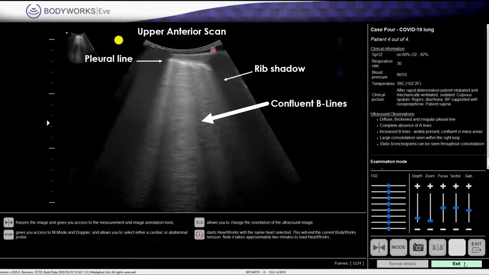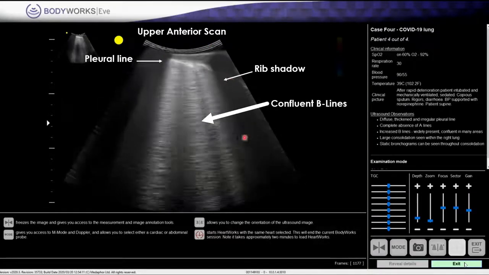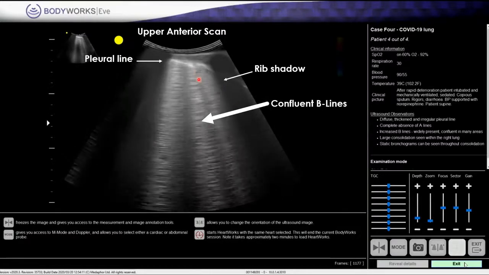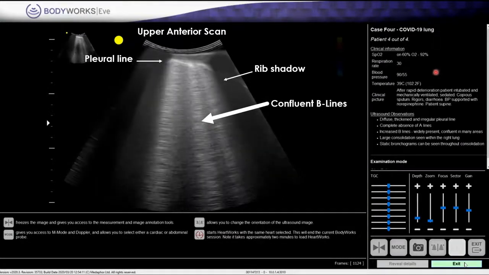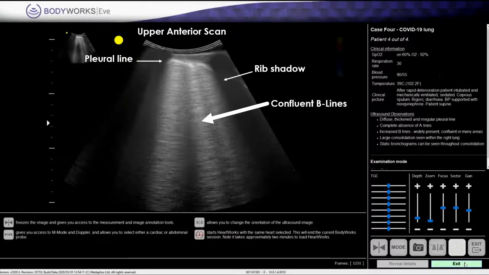The upper anterior scan in region 1, this is where your ultrasound probe is going to be. Very thick pleural line. You've got the rib shadow, and between the rib shadows, you've got just nothing but B lines, just very hazy. If you have an older television, you've got some type of static interference with it.